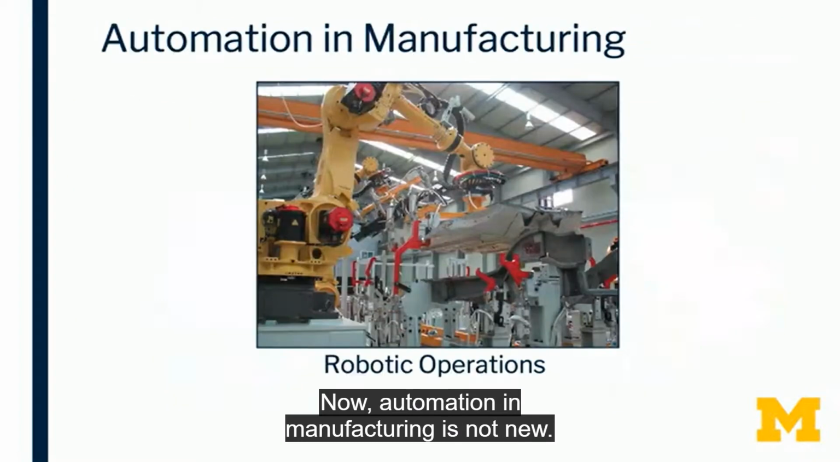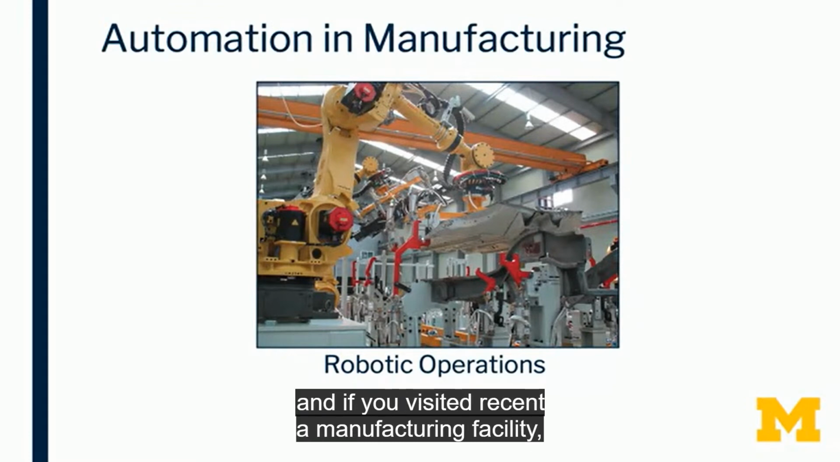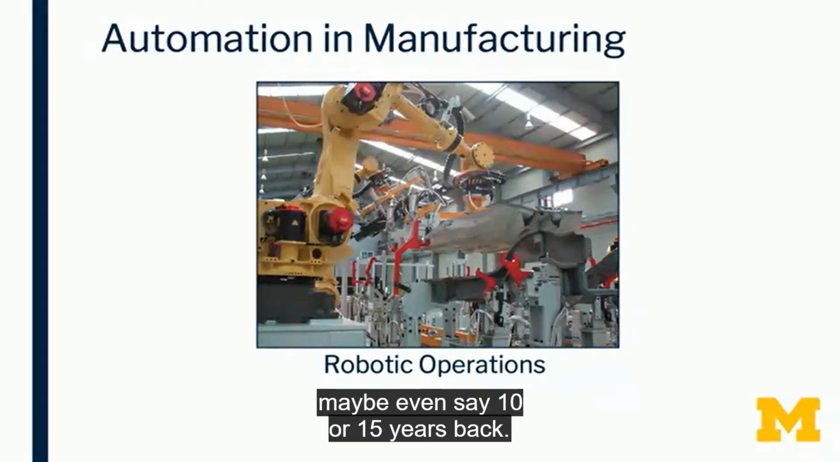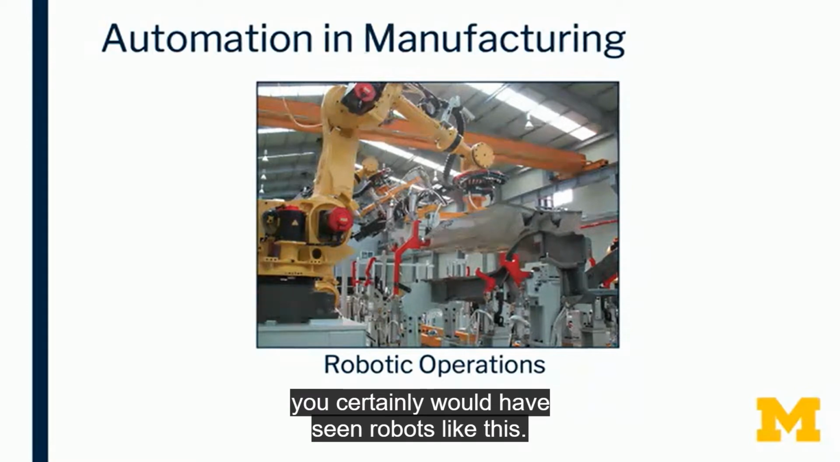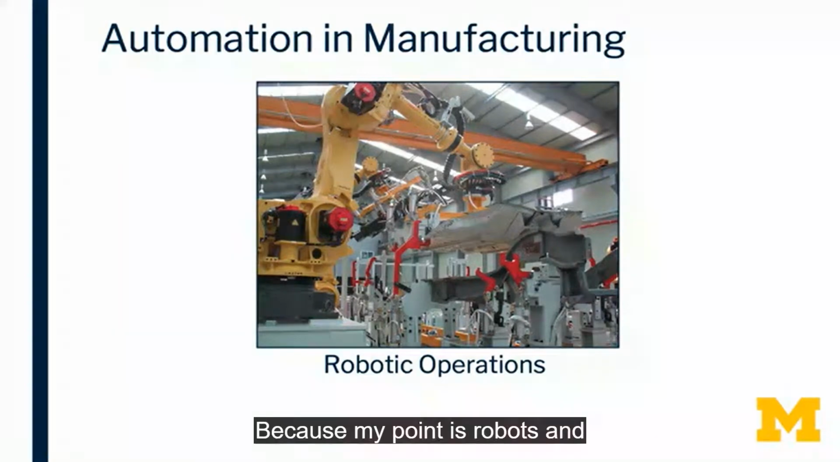Now, let's look at technologies of digitalization of manufacturing. Automation in manufacturing is not new. In fact, if you look at this picture in the slide, and if you had visited a manufacturing facility, maybe even 10 or 15 years back, maybe a relatively modern manufacturing organization's shop floor, you certainly would have seen robots like this. My point is, robots in manufacturing have been there for many years. They aren't new.